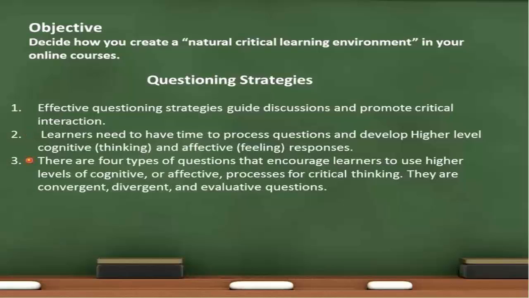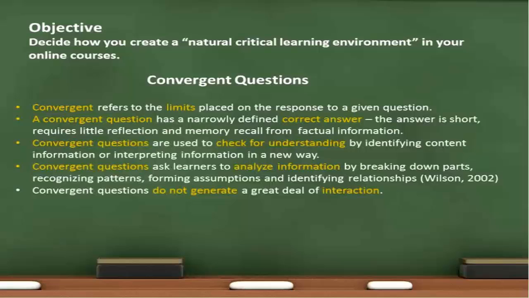Then there are 4 types of questions. Actually, there are 5. One of the types you combine, but we're going to go over 4, and then I'll explain the 5th. So there are 4 types of questions that encourage learners to use higher levels of cognitive thinking, affective, their feeling, and their processes for critical thinking. The 4 we're going to look at are convergent, divergent, and evaluative questions, and then I didn't put the 4th one on here, Socratic questions. Socratic is the 4th.